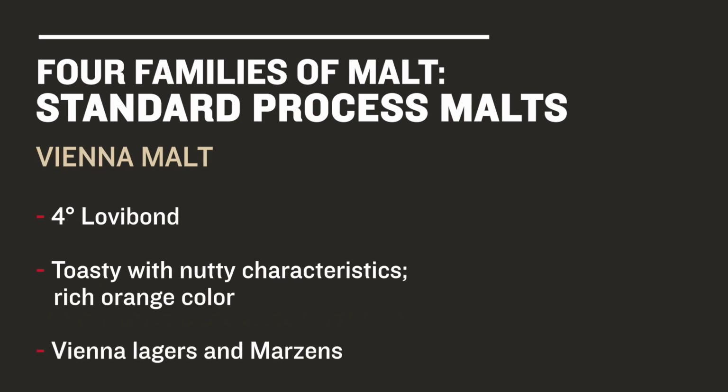Vienna malt is also around 4 Lovibond, but subtle differences in production result in a malt that has similar toasty flavors to pale ale malt, but often includes slightly nutty characteristics. It also contributes rich orange color to beer. Vienna lagers and Märzens often use lots of Vienna malt.